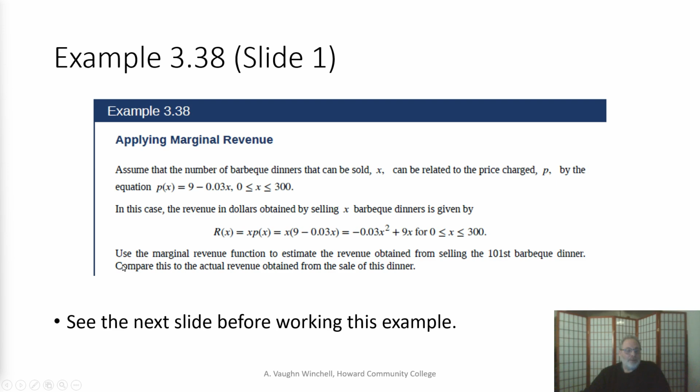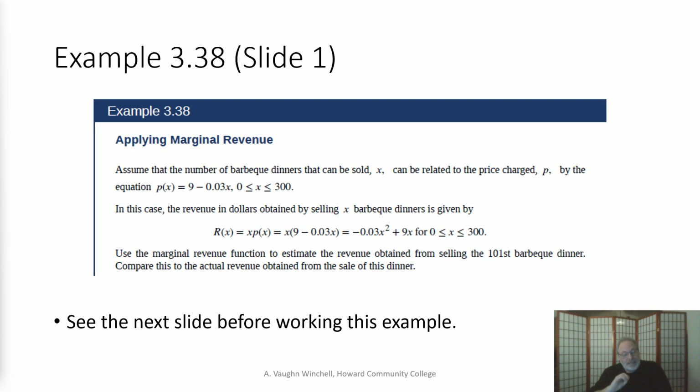If, for example, I wanted to sell 50 of these barbecue dinners, then X would be 50. And the price I should charge to sell 50 of them would be 9 minus 0.03 times 50. That would be 9 minus $1.50. That's $7.50. If I want to sell 50 dinners, I should charge $7.50 per dinner.